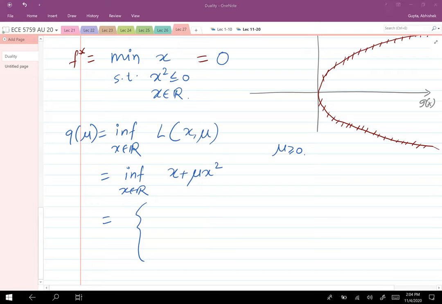Let's look at two cases. One is where mu is equal to zero, and the second one is mu is greater than zero. So what happens when mu is zero? What is the value of infimum? Negative infinity. Yeah. So when mu is equal to zero, you have infimum of x, which is negative infinity. Okay, what happens when mu is strictly positive?